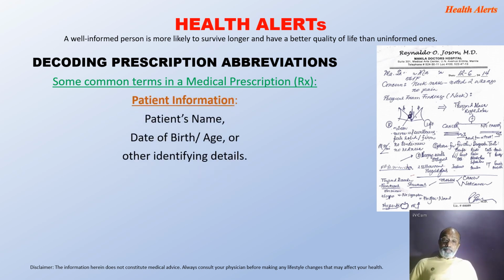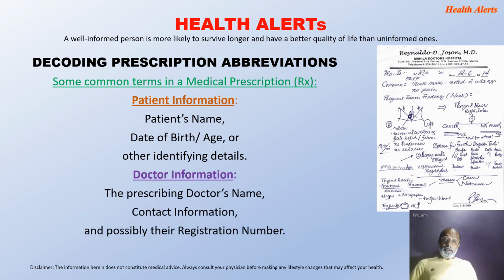Now, ideally or typically, the prescription will have the patient information with patient's name, date of birth or age, and other identifying details. And it will also contain the doctor's information, the prescribing doctor's name, contact information, and possibly their registration number.